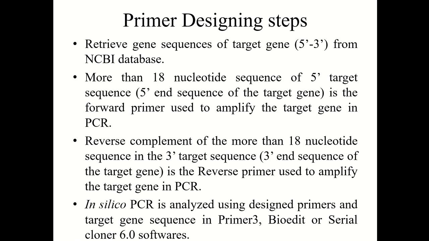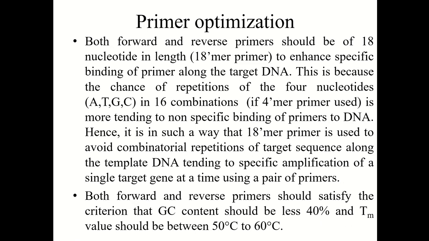And we have to do in silico PCR analysis using the forward as well as reverse primer along with the target gene sequence in Primer3 software, BioEdit software, or Serial Cloner 6.0 or any higher version. Both forward and reverse primers should be of more than 18 nucleotides in length. We generally call it an 18-mer primer. A primer containing 18 nucleotides is said to be an 18-mer primer. Generally it is preferred to have 18 or more than 18 nucleotides in both forward as well as reverse primers to enhance the specific binding of the primer to the target site on the target DNA.